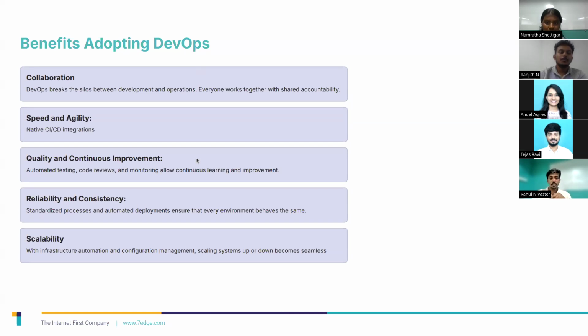These things will improve the quality of the product and make it less error prone as well. And reliability and scalability are also a major part when it comes to infrastructure as code, because that's the place where we try to improve scalability and reliability in the production environment. So yeah, these are the benefits that majorly come when we shift to DevOps.